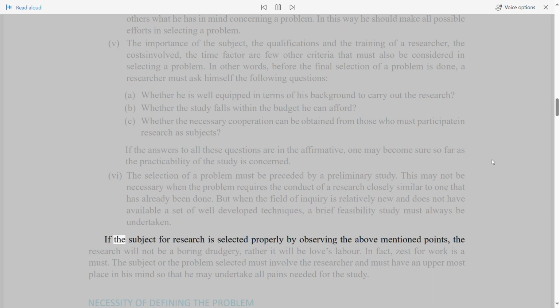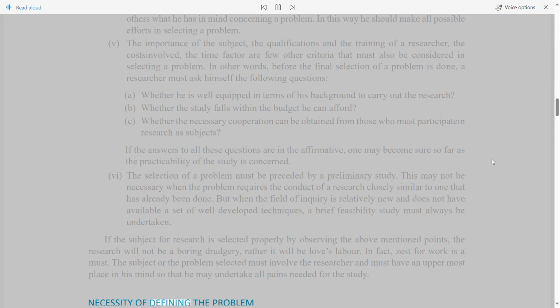If the subject for research is selected properly by observing the above-mentioned points, the research will not be a boring drudgery, rather it will be love's labor. In fact, zest for work is a must. The subject or the problem selected must involve the researcher and must have an uppermost place in his mind so that he may undertake all pains needed for the study.